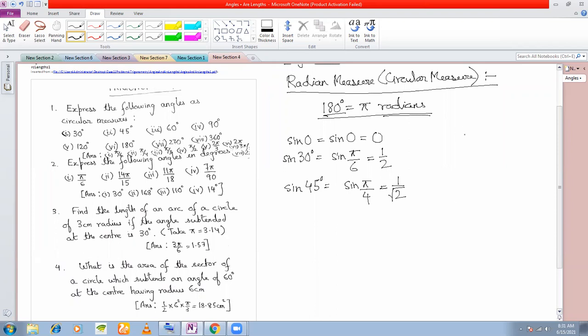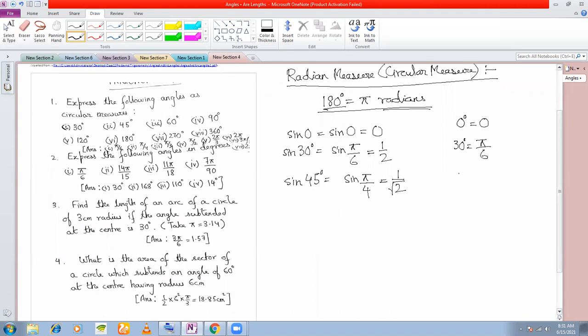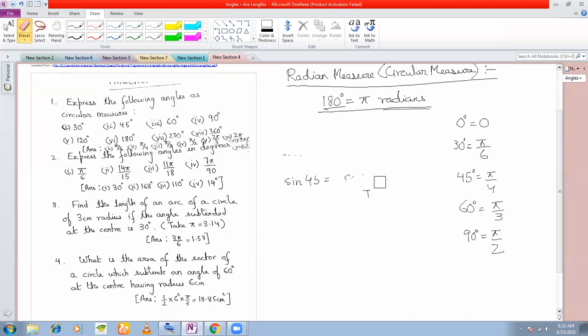So the standard angles that you must remember: first is 0 degree is equal to 0 radians. Next is 30 degrees is equal to pi by 6. These need to be memorized. There is no other way. 30 degree is pi by 6, 45 degree is pi by 4, 60 degree is pi by 3, and finally 90 degree is pi by 2. Apart from these, there are others which you'll be able to learn as you go along. But these are the fundamentals: 0 degree, 30 degree, 45, 60, and 90.